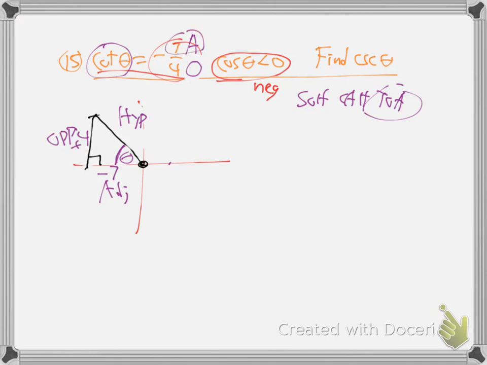Adjacent is back 7. Opposite is 4. Now, how do you know the negative isn't really on the 4? Well, it's because it's back and up. It's negative and up.